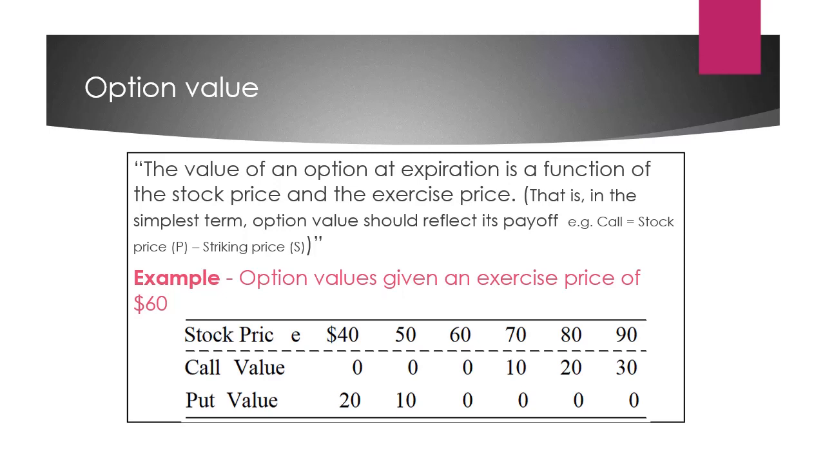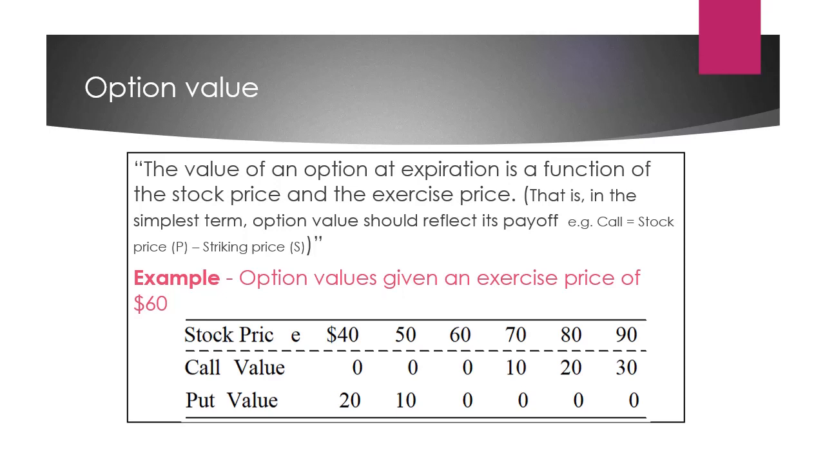In the following example, we are looking at the option value given an exercise price of $60. A call option is only valuable when the exercise price is crossed, meaning the stock price exceeds the exercise price: by $10 when the stock price is 70, by $20 when the stock price is 80, and by $30 when the stock price is 90. In that way, we get call values of $10, $20, and $30.